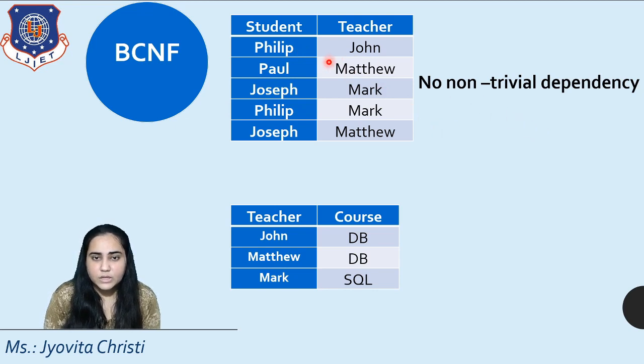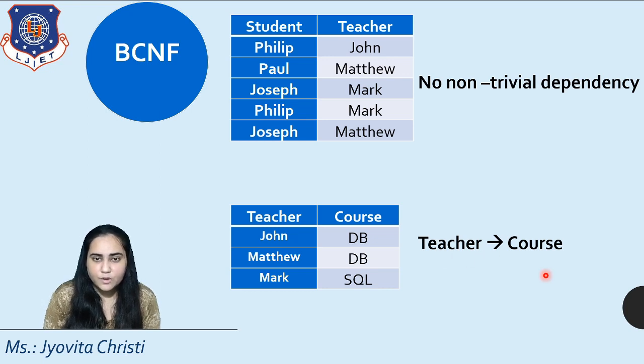Because you can see now, if I ask you Philip, Philip is having two teachers. I can no longer find a functional dependency there. And if I ask you who is Mark teaching, then also you have two answers. So there's no functional dependency from teacher to student. So there is no non-trivial functional dependency. And in my second part, I have a dependency teacher determines course.